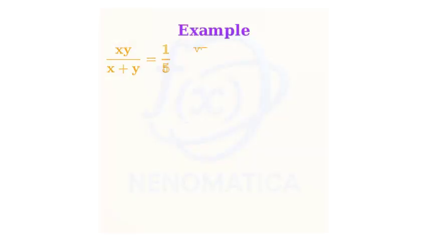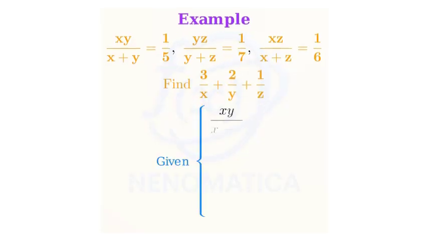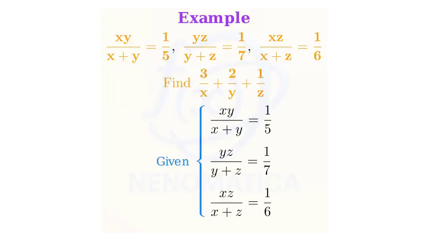Example. We will solve a reciprocal system to evaluate the expression 3 over x plus 2 over y plus 1 over z. Here are the three given equations. We will invert each one and separate the fractions to obtain sums of reciprocals.